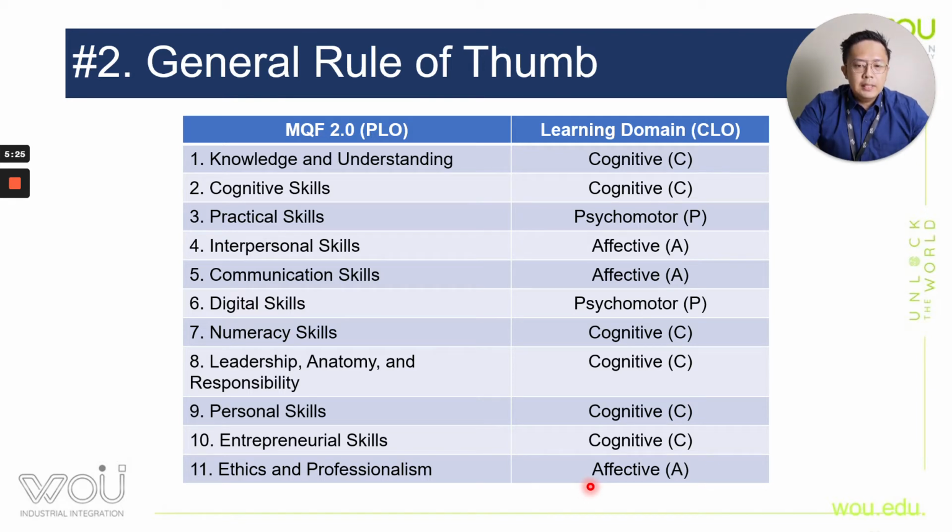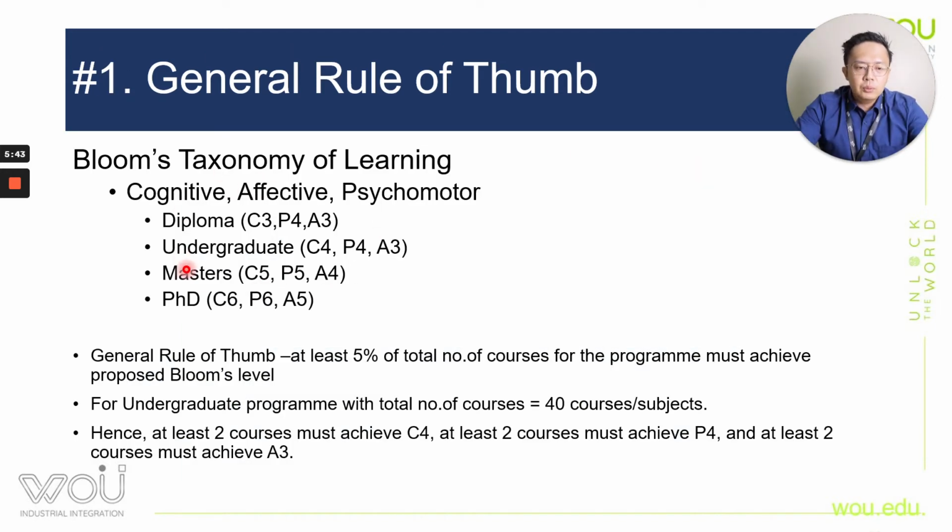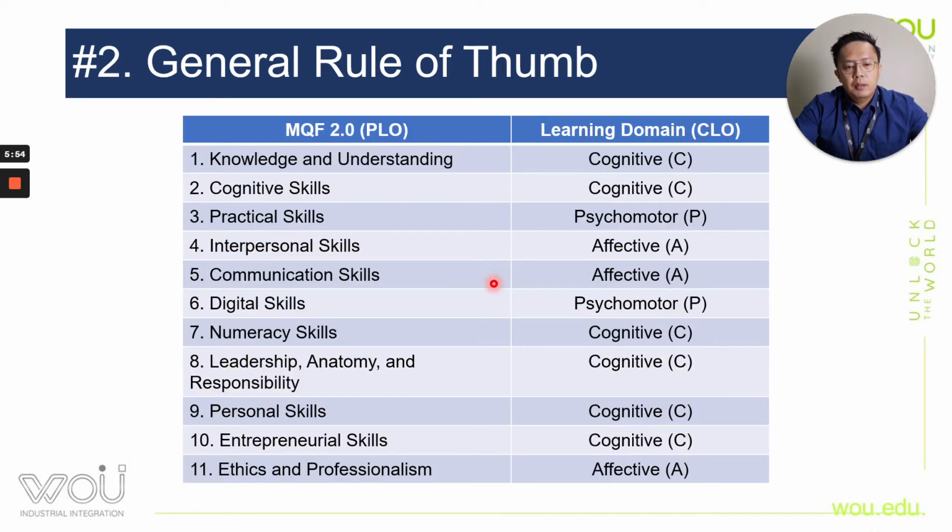In case your CLO is going to map to the first one, knowledge and understanding, then your CLO should be measured at the cognitive level. Whether the cognitive level should be C1, C2, or C3, you can refer back to this guideline. If you are doing a degree, then it should go up to a maximum of C4 level. So this is an example of how you can play with the PLO.